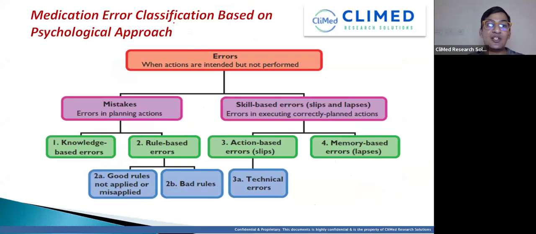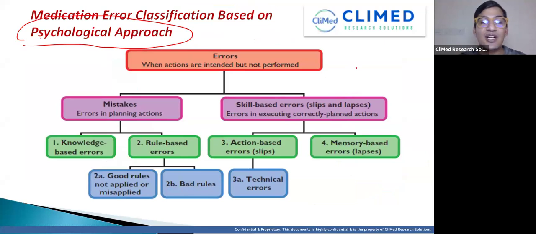First, medication errors classification based on the psychological approach. See, it does not mean that this classification will not come under the prescription based one, or under the NCC MERP. There are different approaches to classify medication errors. So here the approach is, what is error according to the psychological based approach?